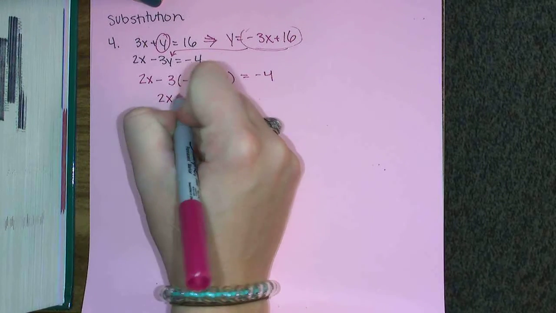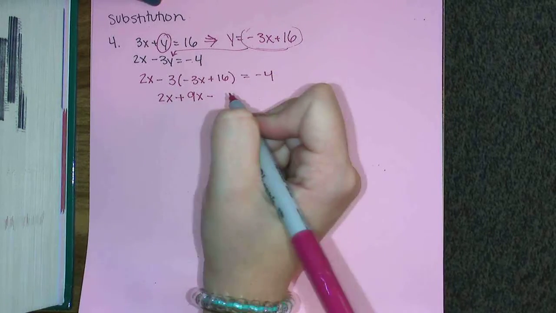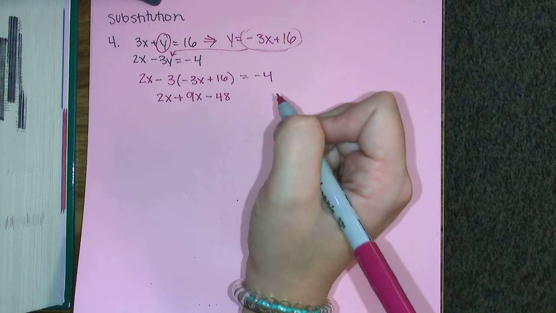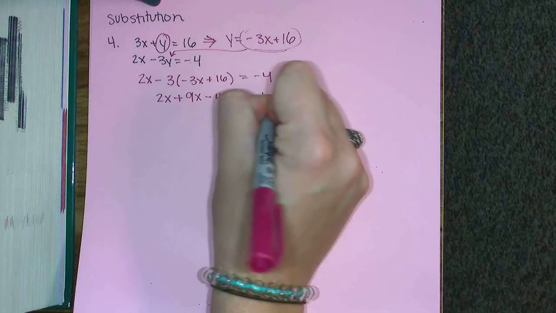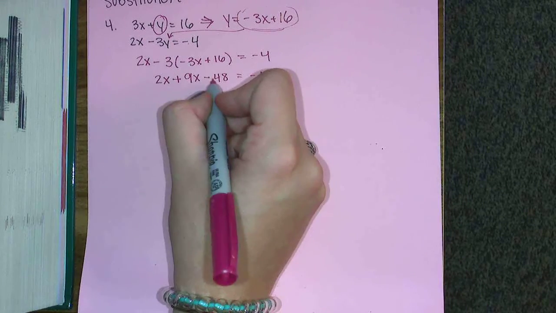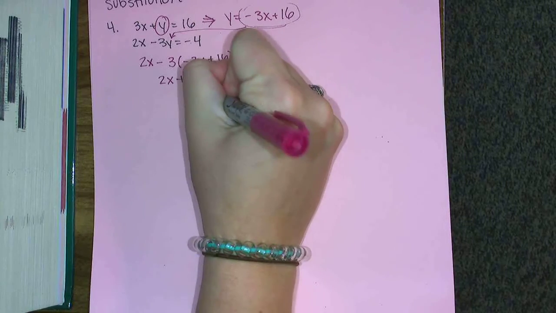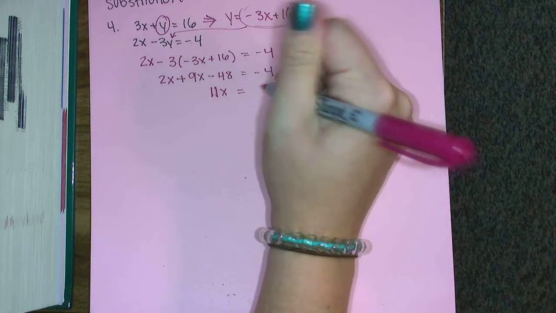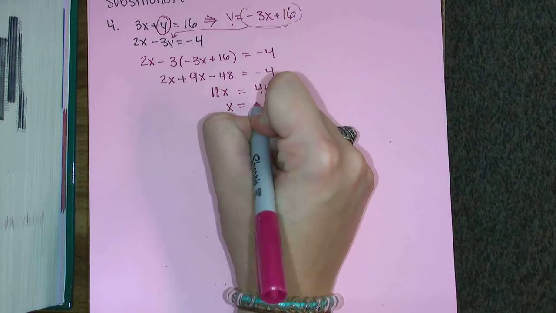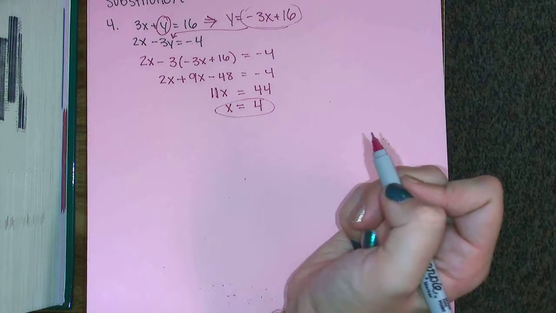So that gives me, and then here I can combine like terms. I'm going to go ahead and add the 48 over. So 11x is equal to 44. So x is what? So x is 4. I'm just going to circle that so I keep up with where it is.